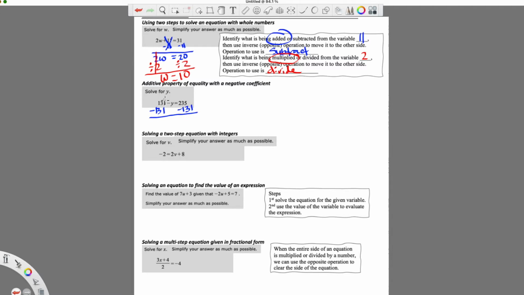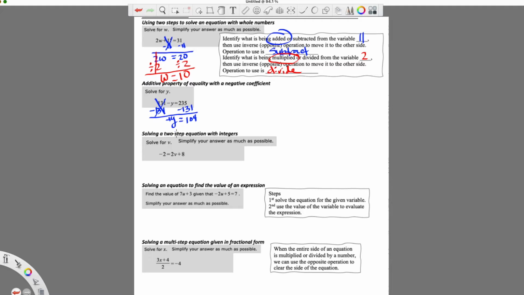So positive 131 minus 131, that cancels out. I do need to bring the negative down with the y. That negative does not disappear. Equals, and now I'm going to subtract. I get 4, and I get 0, 4, and then I get a 1. So I get 104, and it's positive because this is a positive 234, and I'm taking 131 away from it. So it's positive 104.